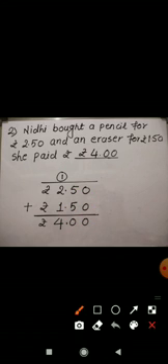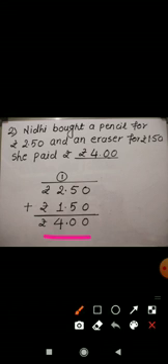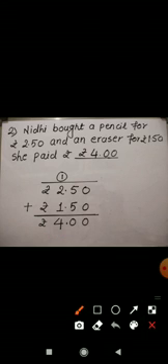Okay. Then we add 2 plus 1, 3 and 3 plus 1, 4. So here the addition comes 4.00. Now 0 after the point has no meaning. So we say that it's 4 rupees. So how much did she pay? 4 rupees.